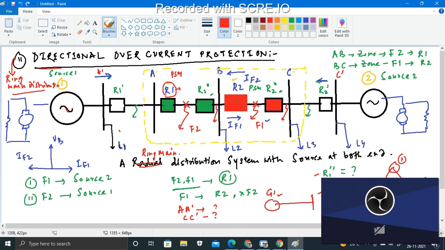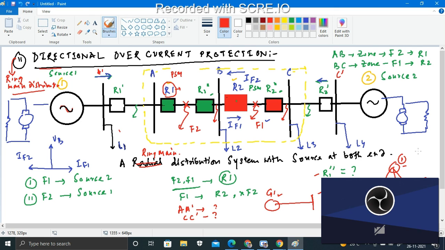Why is it called the ring main distribution? Because it is a ring type of structure. Source one will be connected with source two, and so on, so every connection is an interconnection. I will come back to the ring main distribution system later, when we discuss sequence components and fault analysis, and how a fault is detected if n generating stations are connected with a single feeder. We will discuss it in future classes.